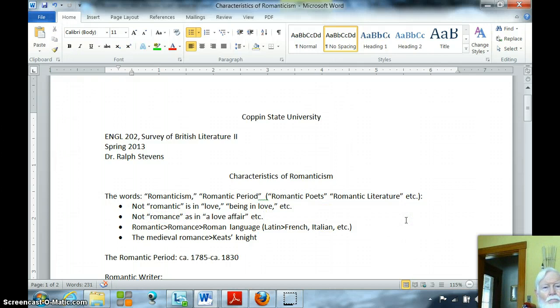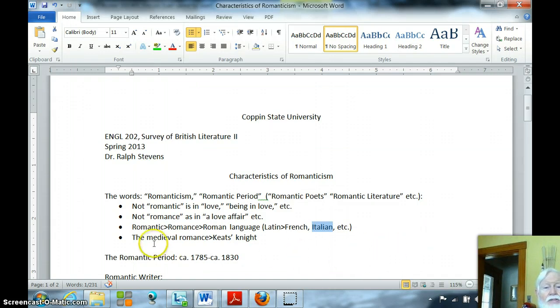The word romantic comes from the word romance, which comes from the word Roman, as in referring to the Roman language. Let me explain. The Roman language originally is Latin. It's the language of the Roman people, of the Roman Empire, for example. The languages derived from Latin, such as French, Italian, Spanish, Portuguese, and so on, are the Roman languages. So where does romance come in?